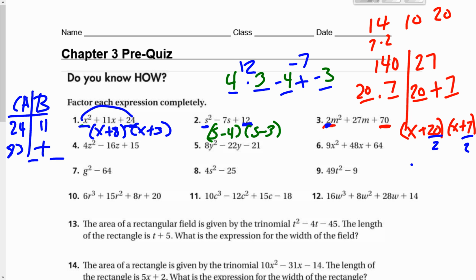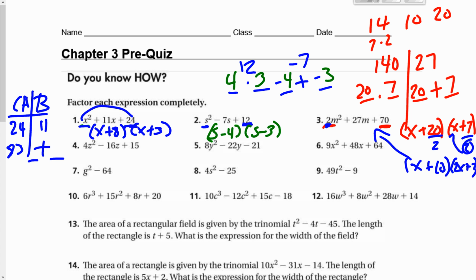So I simplify that, that's x plus 10. And here that doesn't reduce, so I need to take that 2 and move it in front of the x in the parentheses. So 2x plus 7. So that is number 3 there. So I'll probably erase that here in a minute. So if you don't get that down, make sure you get that down.